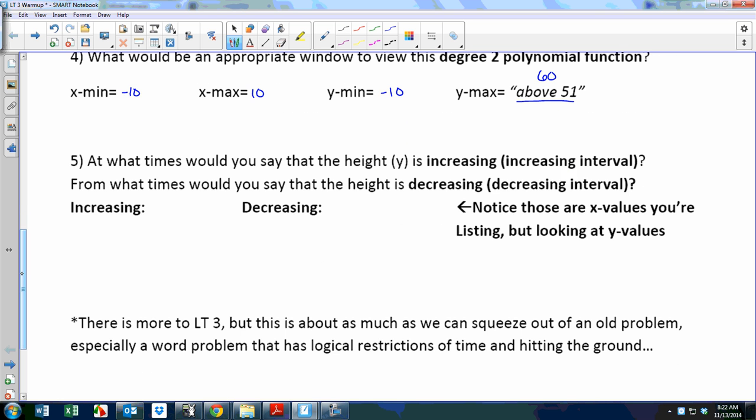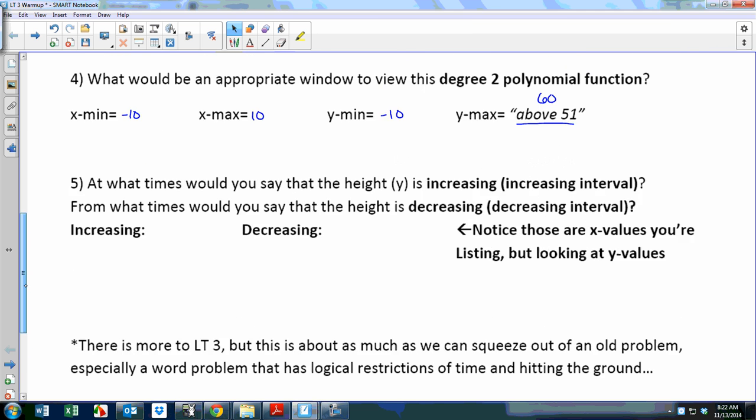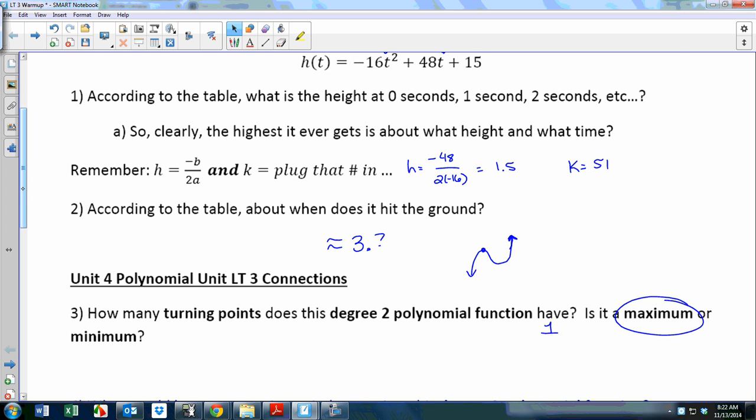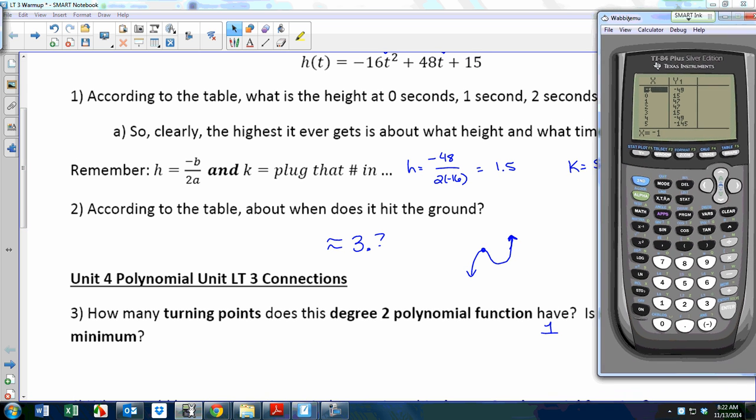All right, this is the really difficult part for most people, the increasing and decreasing intervals. Pick a word problem to start with because it makes more sense. At what time, this is the real part about the warm-up, okay? At what times would you say that the height of the object is increasing? When is the object that we threw, when is it increasing in height? Think about that. I'll go back to the table. I'll scroll this back up to the information that we found earlier.